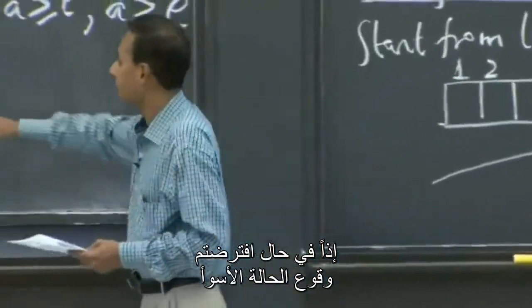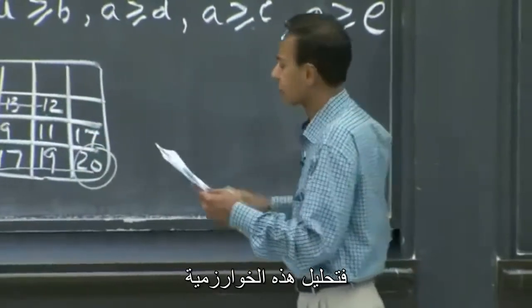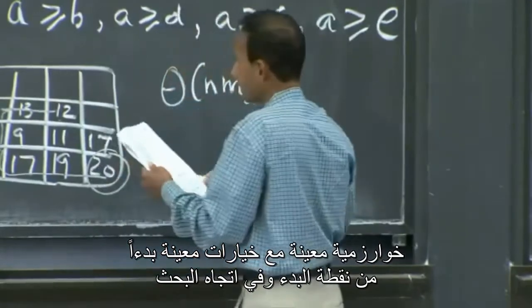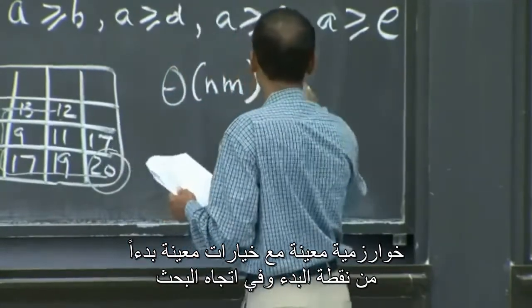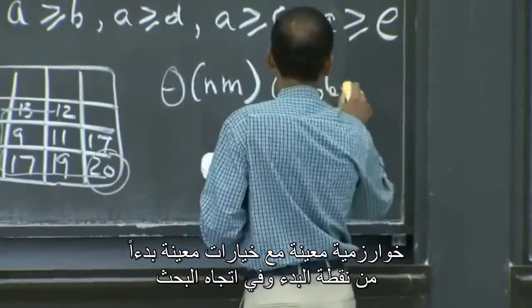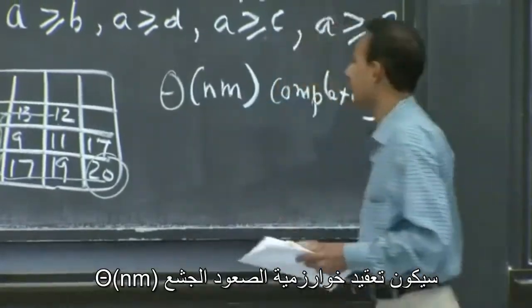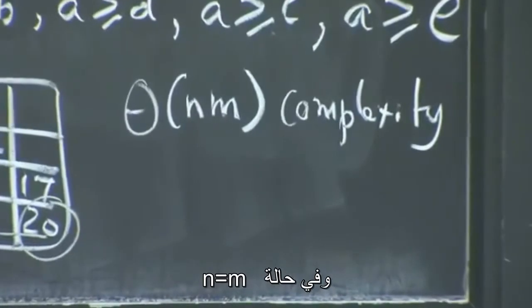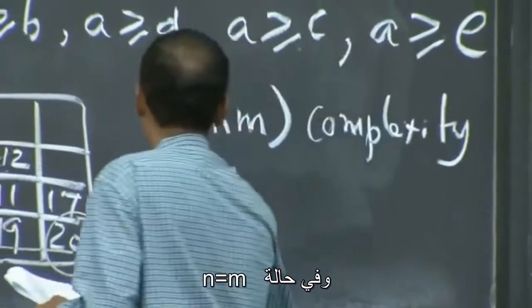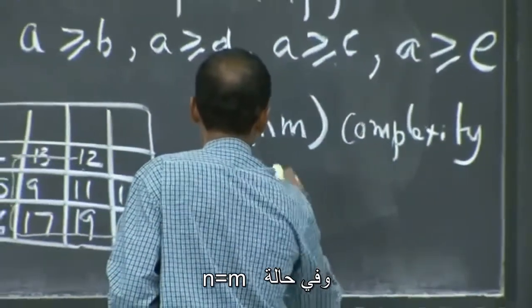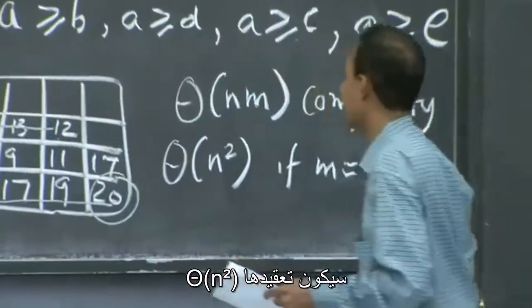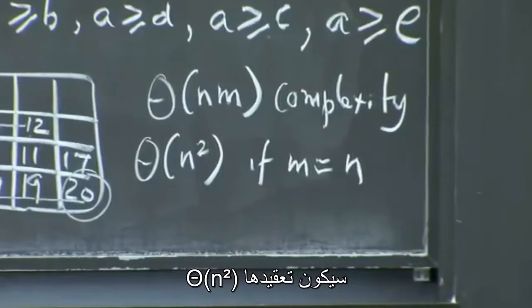So if you do a worst case analysis of a particular algorithm with particular choices in terms of the starting point and the direction of search, a greedy ascent algorithm would have theta nm complexity. And in the case where n equals m, you'd have theta n squared complexity.